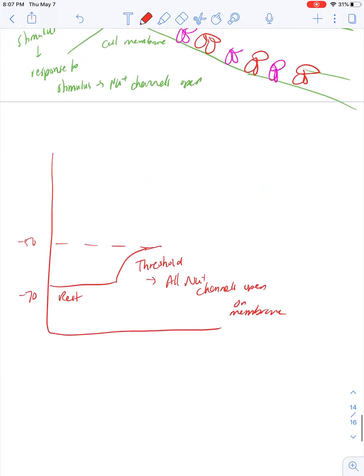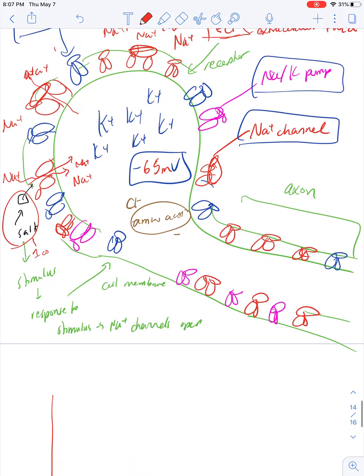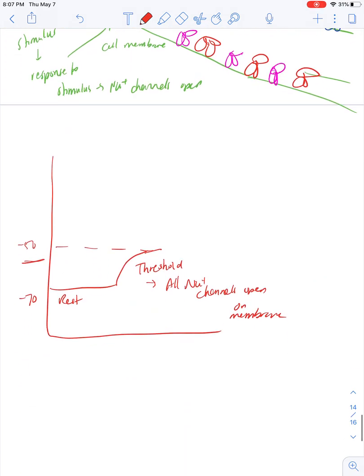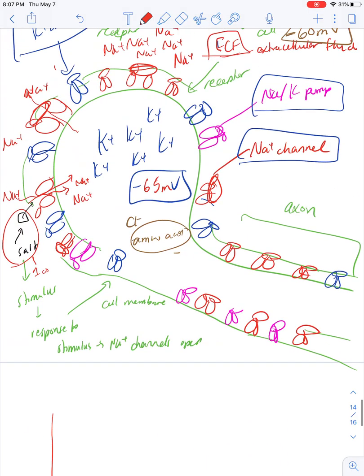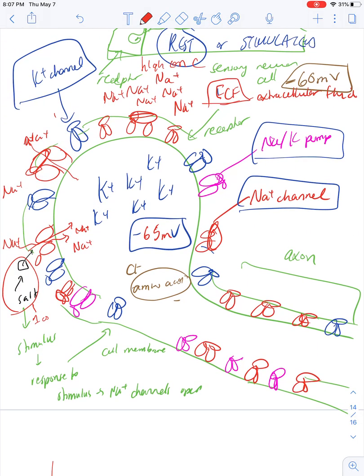Well, have you hit your threshold? Your threshold is negative 50. At negative 65, you haven't hit your threshold. Remember, the threshold is your magic number. If you hit negative 50, all sodium channels open. You can see here at negative 65, the sodium channels still remain closed, okay? And let's say you eat another molecule of salt. So here's your other molecule of salt, yummy.